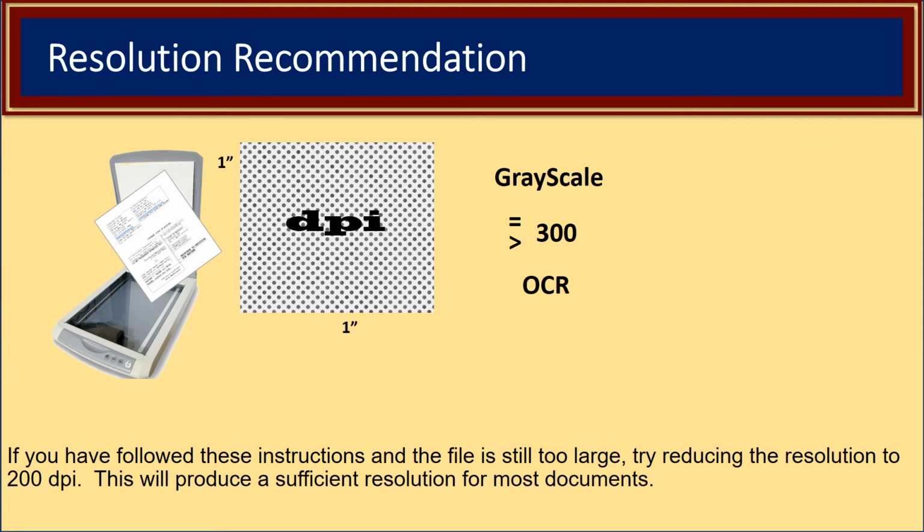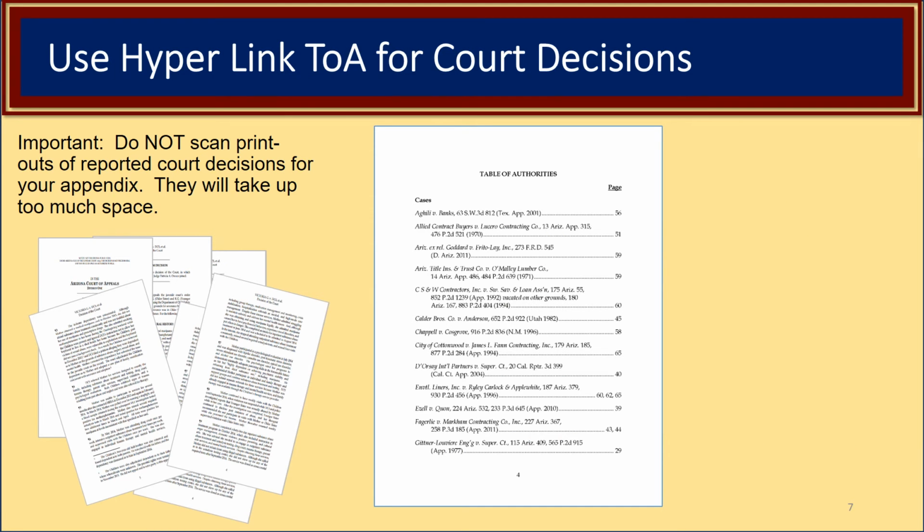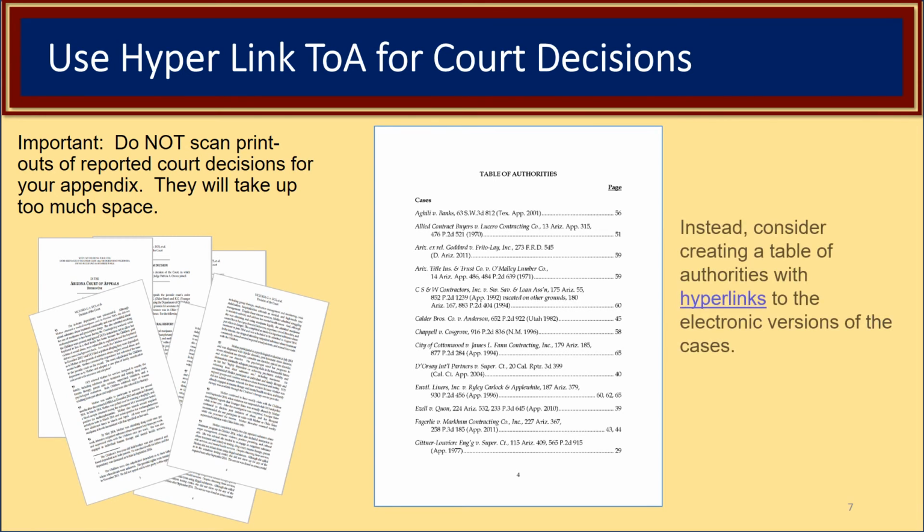If you have followed these instructions and the file is still too large, try reducing the resolution to 200 dpi. This will produce a sufficient resolution for most documents. Important: do not scan printouts of reported court decisions for your appendix. They will take up too much space. Instead, consider creating a table of authorities with hyperlinks to the electronic versions of the cases.